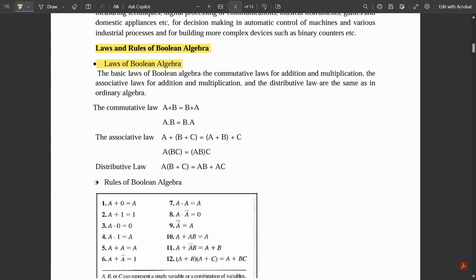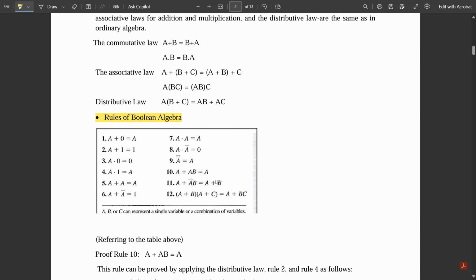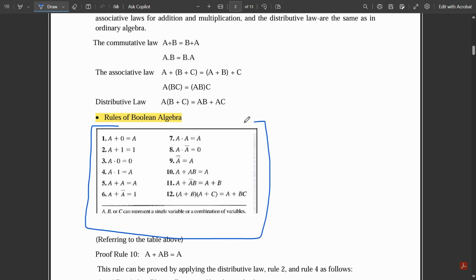Next, let us see the rules of Boolean algebra. So these are the laws; now the rules. We have a certain set of rules which you need to follow under the canonical form representation. These things would be very useful to you. You should learn this table by heart. All the rules you should know thoroughly before solving the problems which we are going to solve in the upcoming videos. These rules are very important, so one by one let us discuss now.